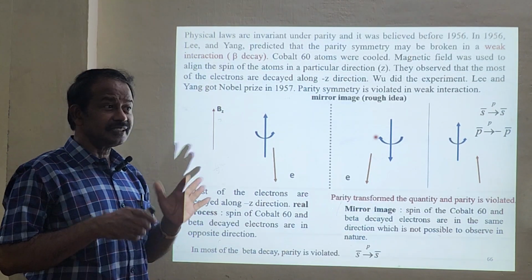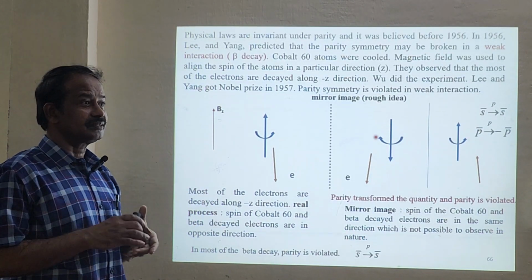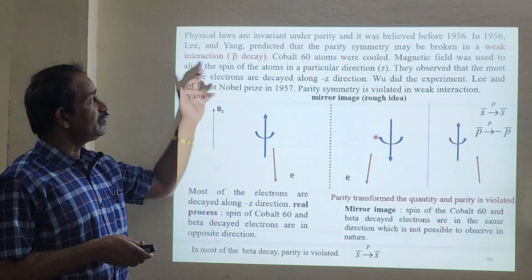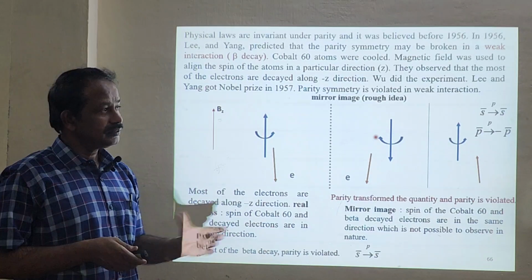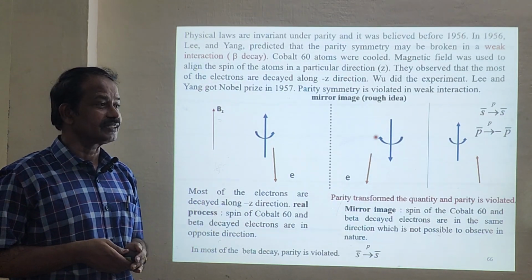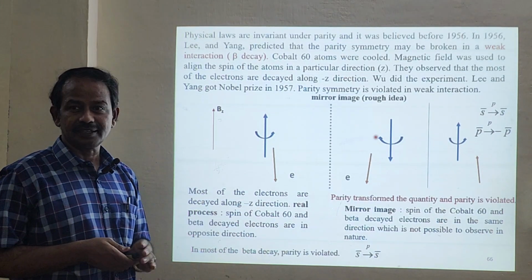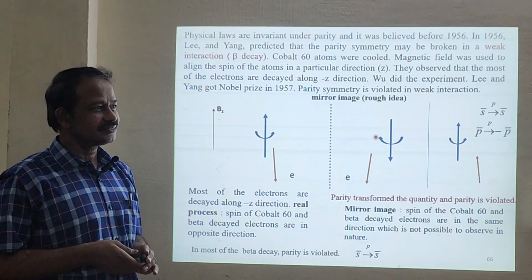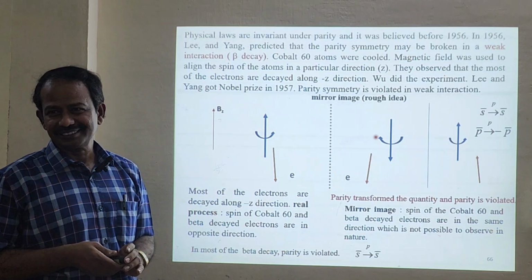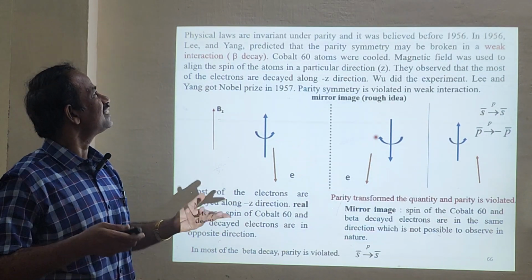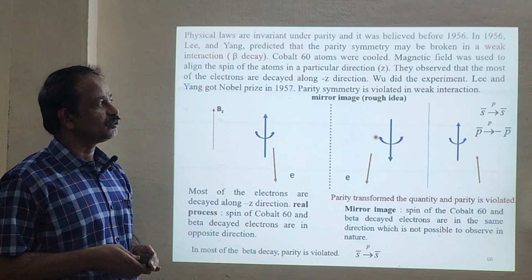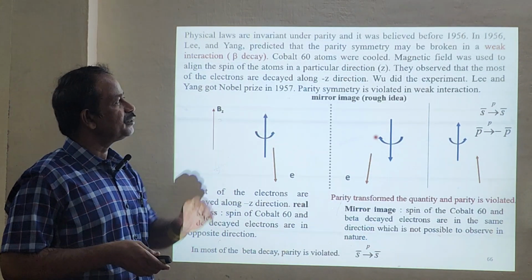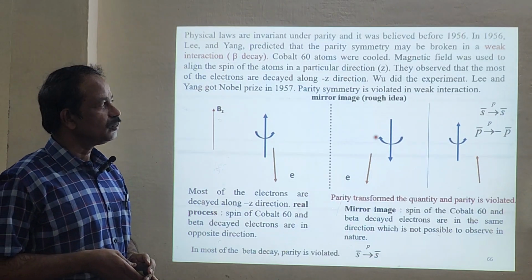So before 1956, they thought that parity was accepted. But after this discovery by Lee, Yang and Wu, they found that parity has been violated. So parity did not work here after 1956, for which these two persons got the Nobel Prize. Wu did not get the Nobel Prize. I don't know why. What is the reason? So Lee and Yang got the Nobel Prize in the year 1957. Okay, parity symmetry is violated in weak interaction.